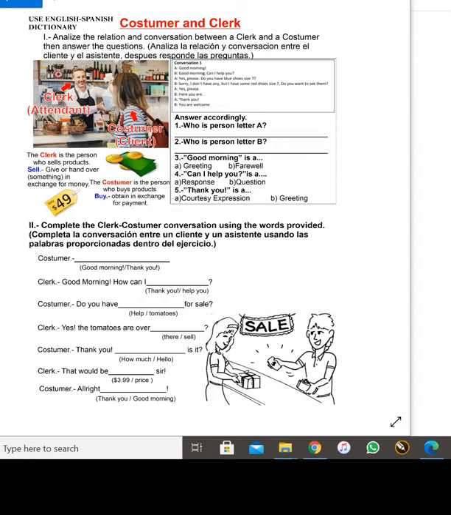And closing up the conversation between the clerk and customer, the customer says, "All right," and then you need to write down the courtesy expression. I'll leave that to you. It's either thank you or good morning. Well, that would be everything for today. So use the dictionary if you think that you need it.